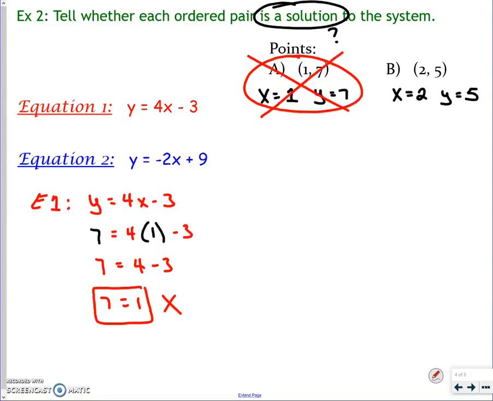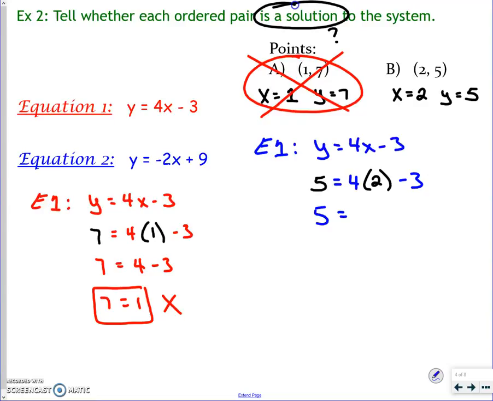I do want to slide over to B here, though. Looking at B, I want to take the exact same approach and see what happens. So let's take equation 1. I'm going to have my y equals 4x minus 3 again. This time, the y is going to change to a 5. I'm going to have my equals 4. The x this time is going to change to a 2. I'm going to have my minus 3. And then I can start solving this.